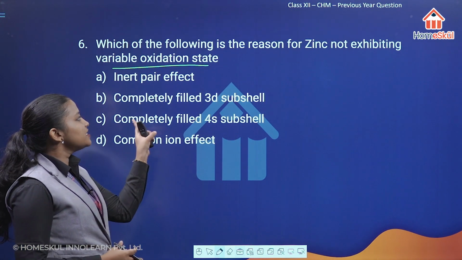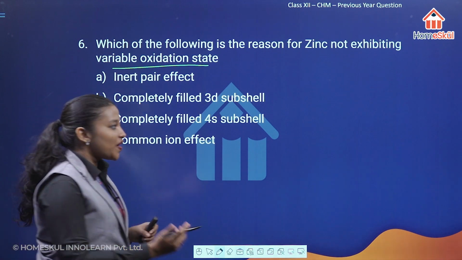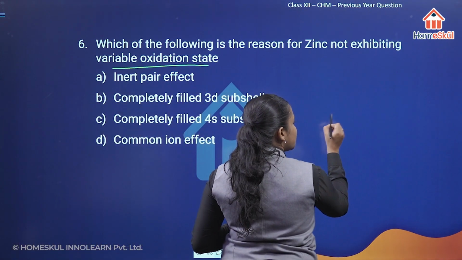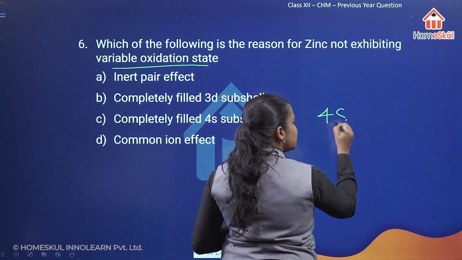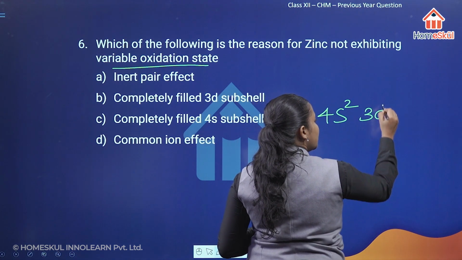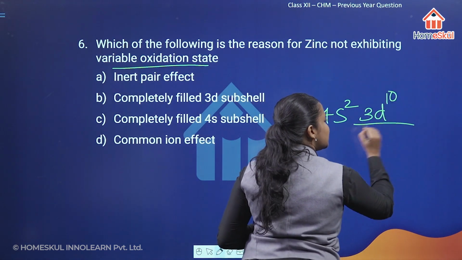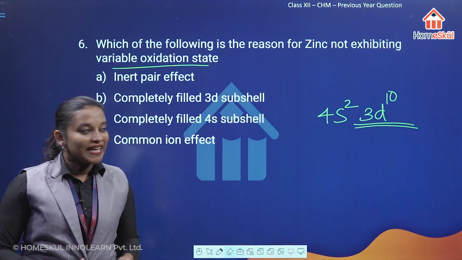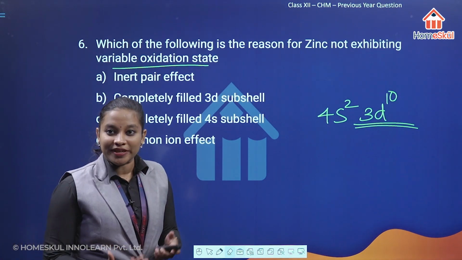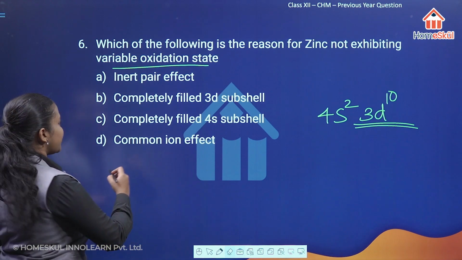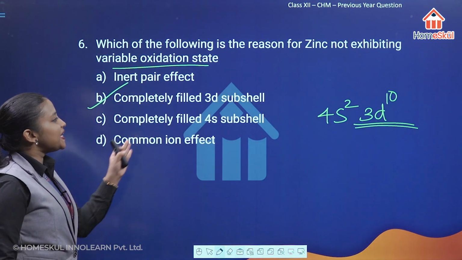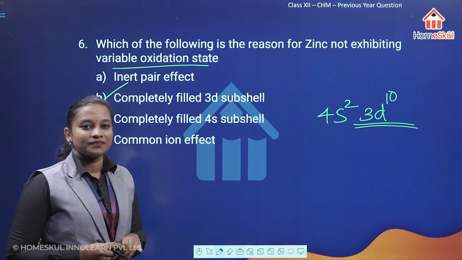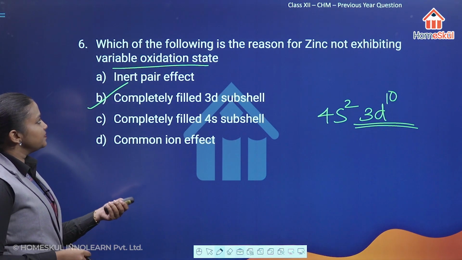But in the case of zinc, let's write the valence electronic configuration of zinc: 4s2 3d10. Here we can see that the d orbital is completely filled. So that is why zinc does not exhibit variable oxidation state. So the correct option is B, that is completely filled 3d subshell. Now moving on to the next question.